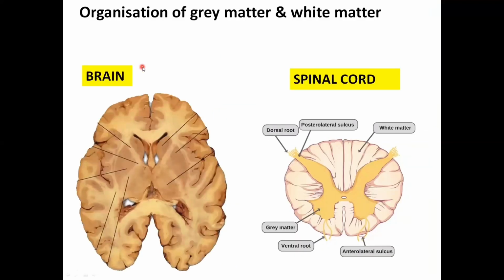Organization of gray matter and white matter in the brain and spinal cord. Gray matter is made up of the cell bodies of the neurons, and the white matter is made up of myelinated axons. In the brain, in the cerebrum and cerebellum, the gray matter is situated on the periphery and the white matter inside. They have an outer gray matter and inner white matter. This outer gray matter we call the cerebral cortex, and in the cerebellum, the cerebellar cortex.